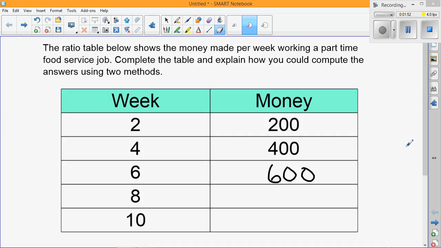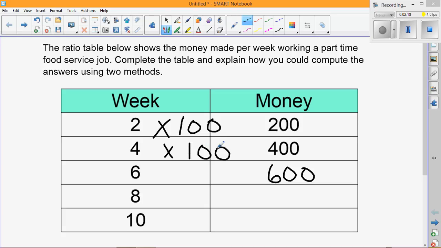But what we are going to do is take the amount of money we make, divide it by how many weeks we've been working, and we should be able to figure out how much we're making per week. So if you take $200 and divide it by 2, you get 100. That means that I multiplied by 100 to get from the week to the amount of money. That means since I'm making $100 a week, I'm going to multiply what's on the left-hand column by 100 to get what's on the right-hand column.